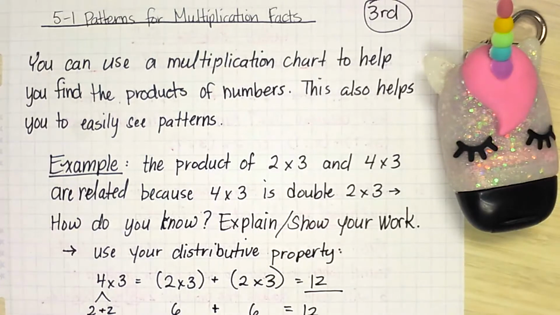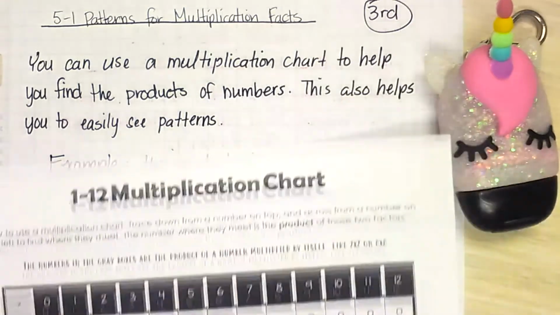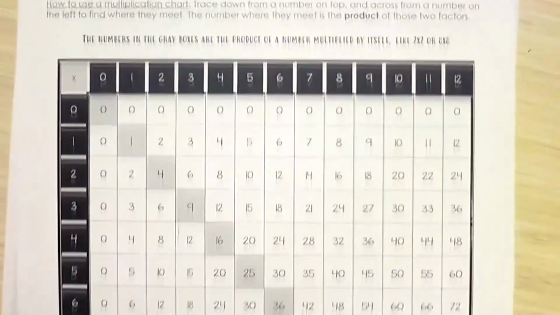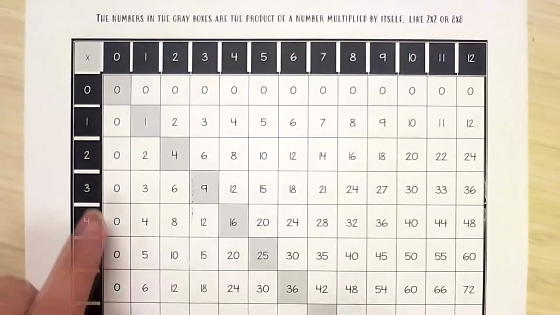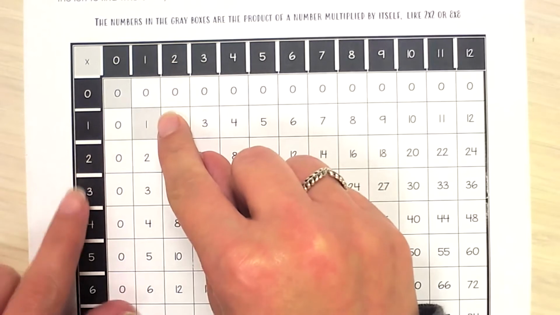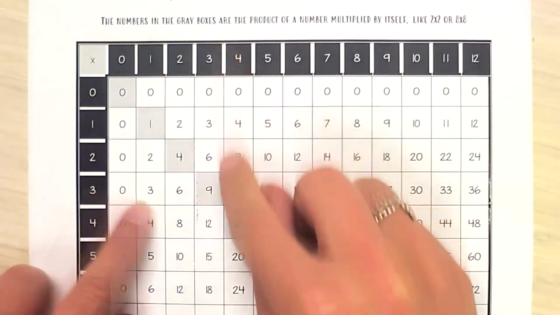So for our notes, for 5-1, patterns for multiplication facts. So you can use a multiplication chart to help you find the products of numbers. This also helps you to easily see patterns in those numbers because all of those numbers are laid out for you. Now, a multiplication chart looks like this. So this is your 1 to 12 multiplication chart, and it shows all of the facts from 1 to 12. Now on this one, the ones in the gray boxes are the numbers you get when you multiply a number by itself. So 1 times 1 is 1, 2 times 2 is 4, 3 times 3 is 9, and so on.